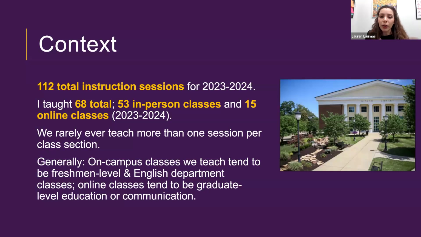And probably like a lot of you all, we rarely ever go into a class more than once per semester. So usually we just get one class period to teach everything that needs to be known about how to cite sources. So we get that one 50-minute class session or an hour and 15 or so, and that's it. Typically, it seems like our on-campus classes tend to be freshman level and English department classes. So I think that's why I teach MLA so much. But our online classes that we go into tend to be graduate level and education or communication type classes, it seems like.